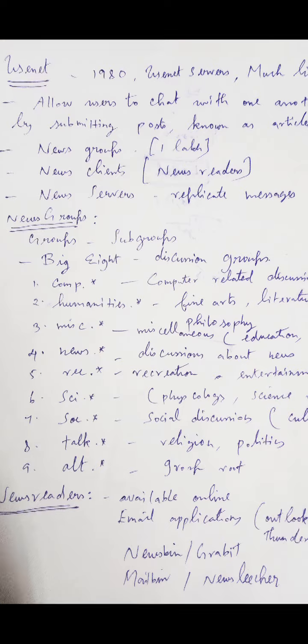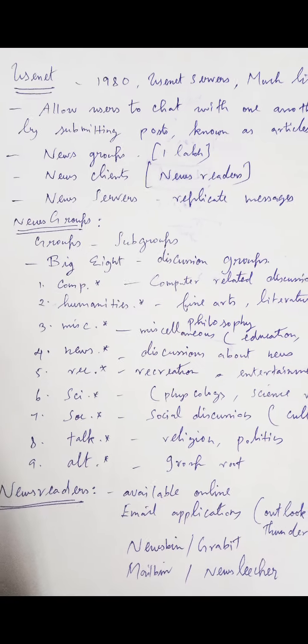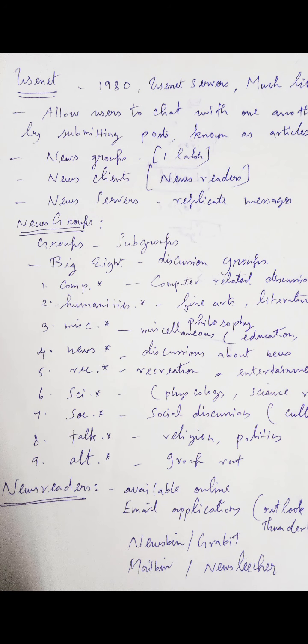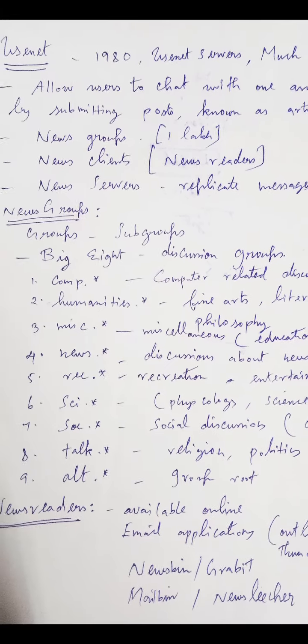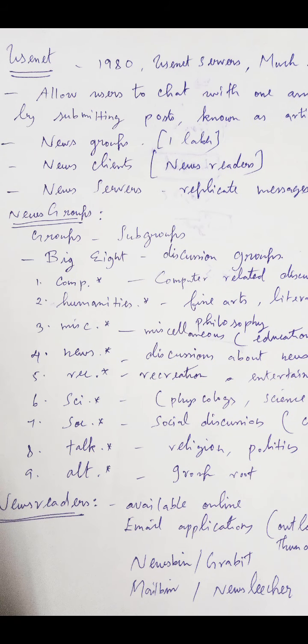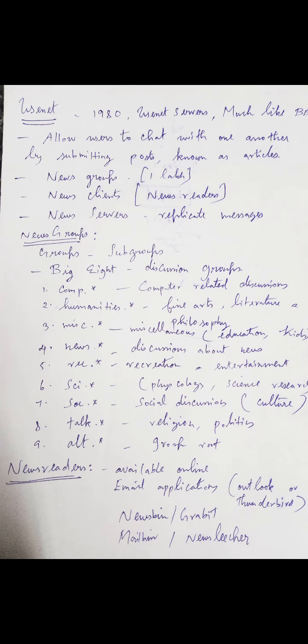Here I have listed out various news groups. You have some basic main groups, and then also some various subgroups below those groups. Here you have the big eight discussion groups. The first one is computer science, used to discuss computer related topics.